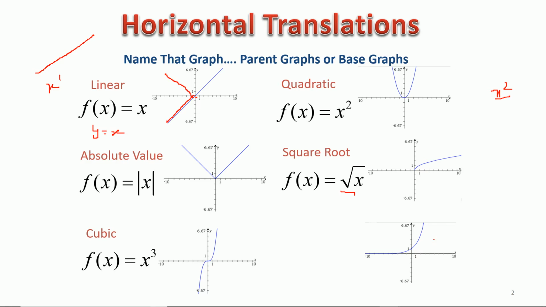Which kind of graph is this now? This kind of graph is exponential. Exponential means some number, say a to the power x. Now this x is the variable. This a is a constant.